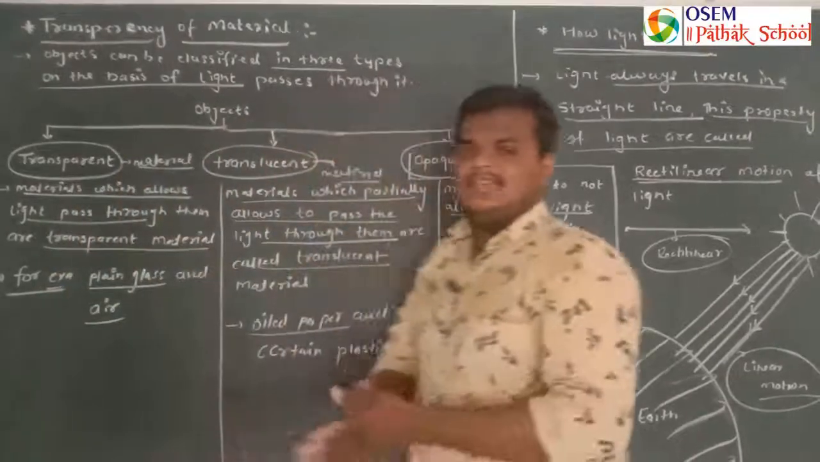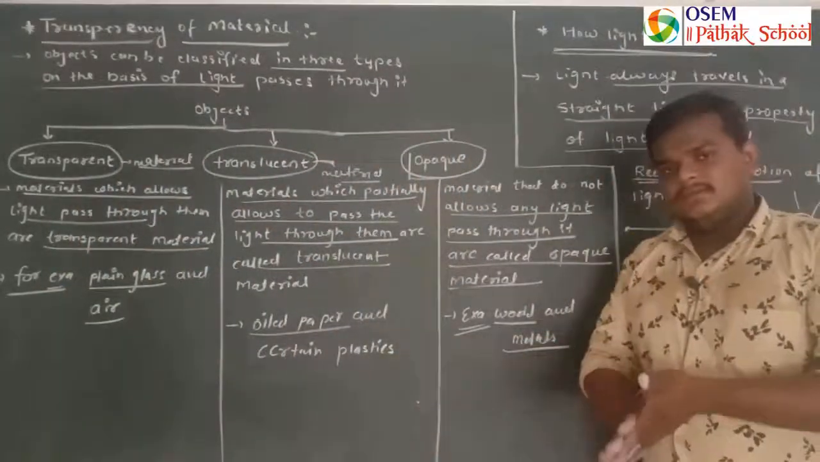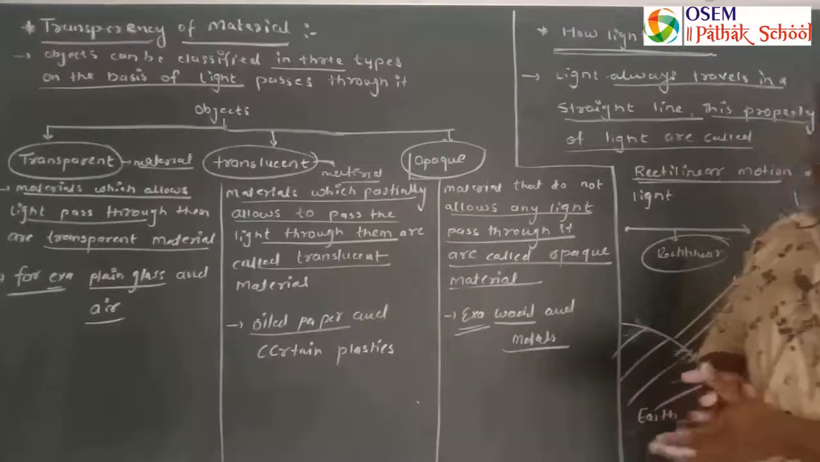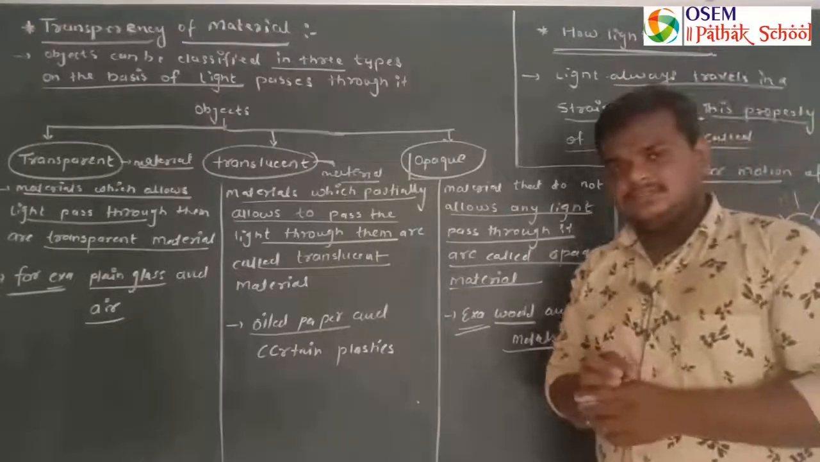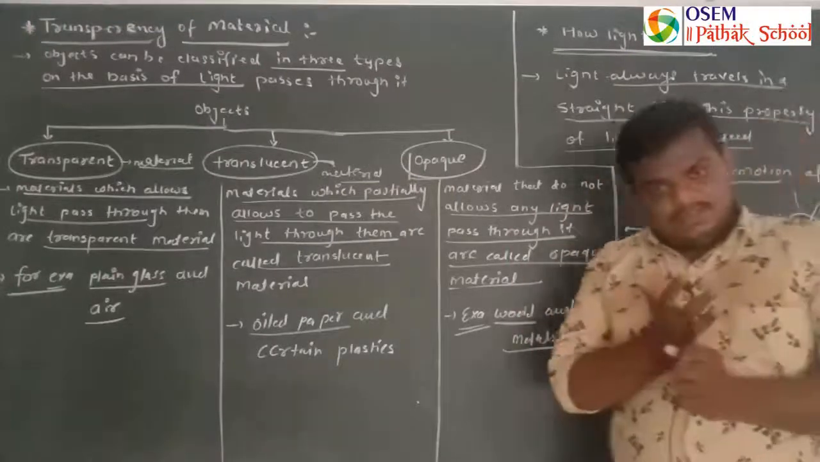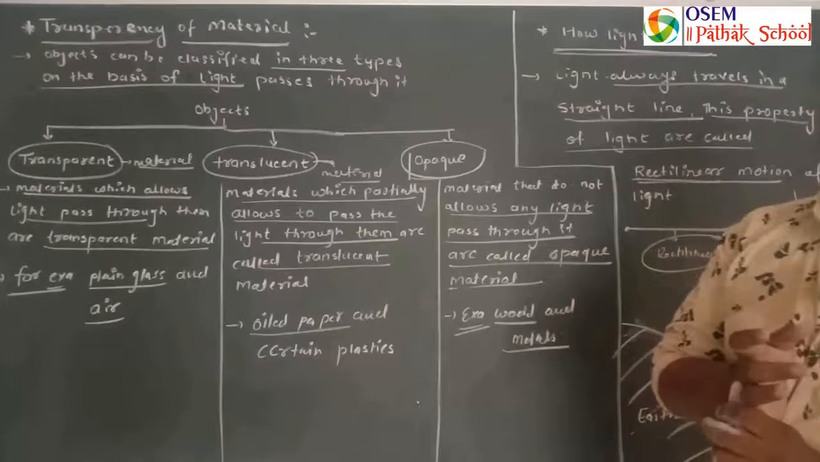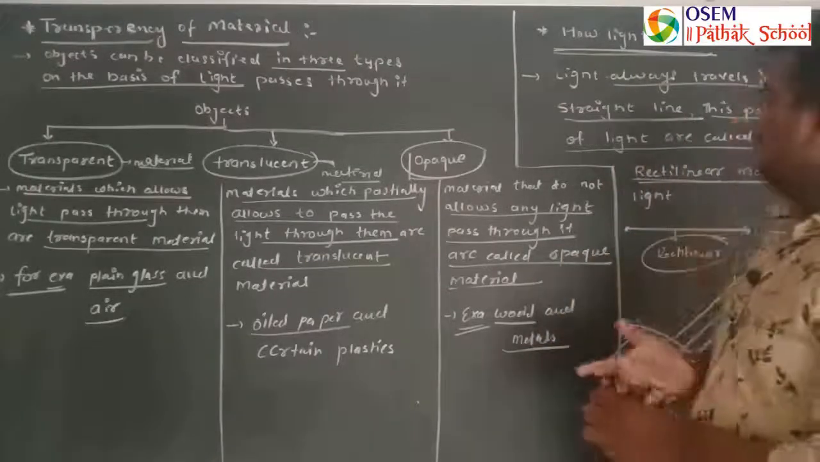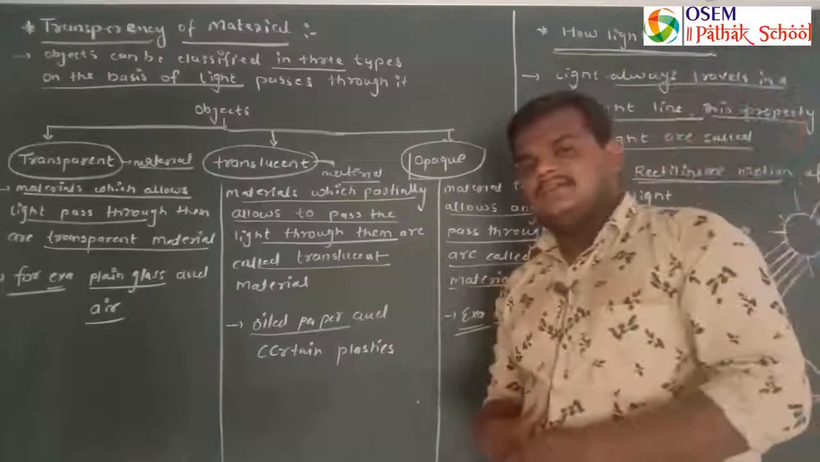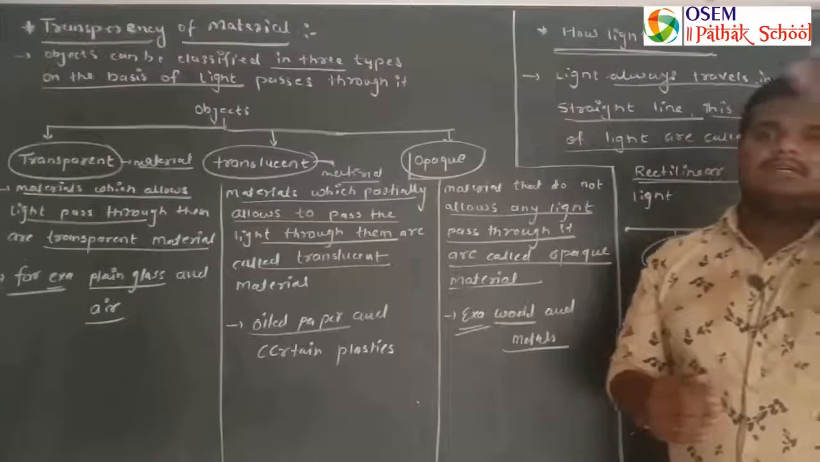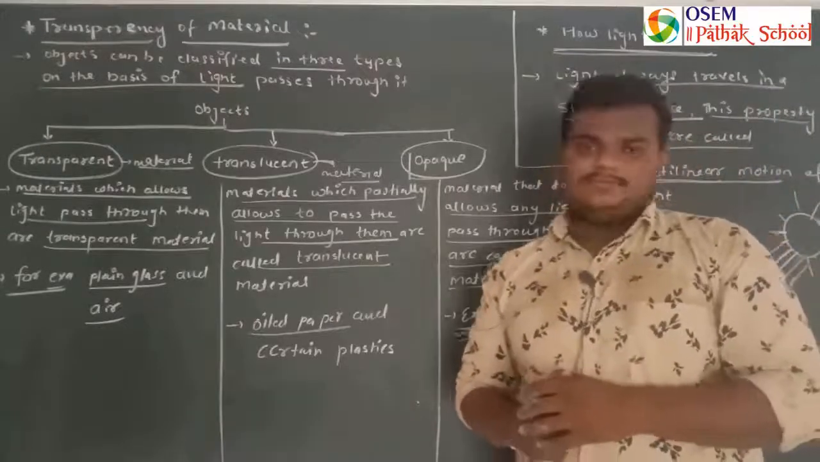So this was the basics of this chapter, and in the upcoming lecture we are moving on to the interesting things. In this particular lecture we discussed first what is light, sources of light, then transparency of material, and how light travels through any medium. It always travels in a straight line motion.